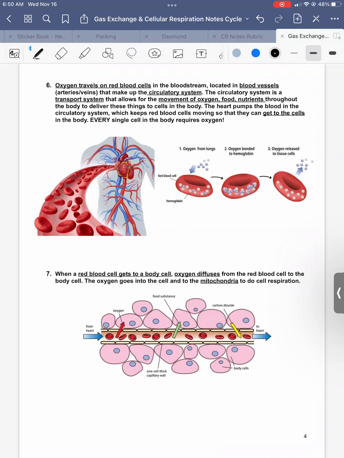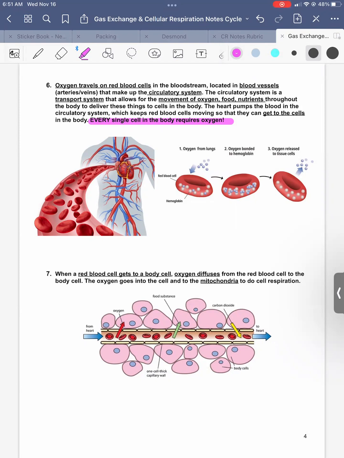I like to think of it as the roads all around our body because it allows oxygen, food, and nutrients to move all the way through our body, right? We're just talking about oxygen right now, but just understand that blood also carries water, food, and nutrients to all the cells in the body. The heart is going to pump that blood to keep those red blood cells moving, because every single cell in the body needs oxygen and they need nutrients too. Every single one of our trillions of cells needs oxygen because they need to do cell respiration, right?